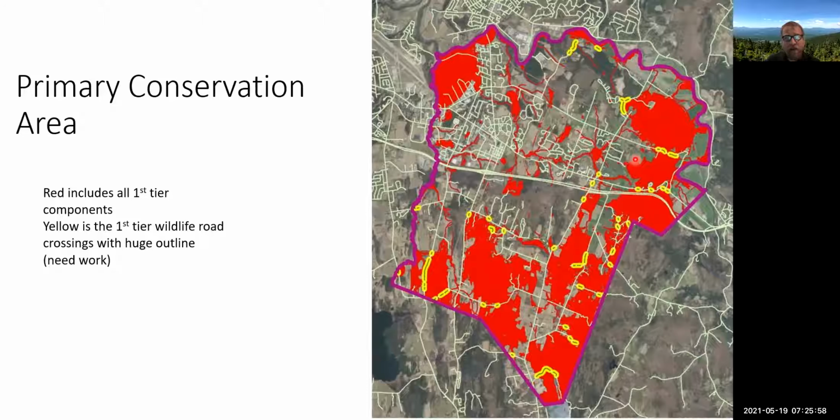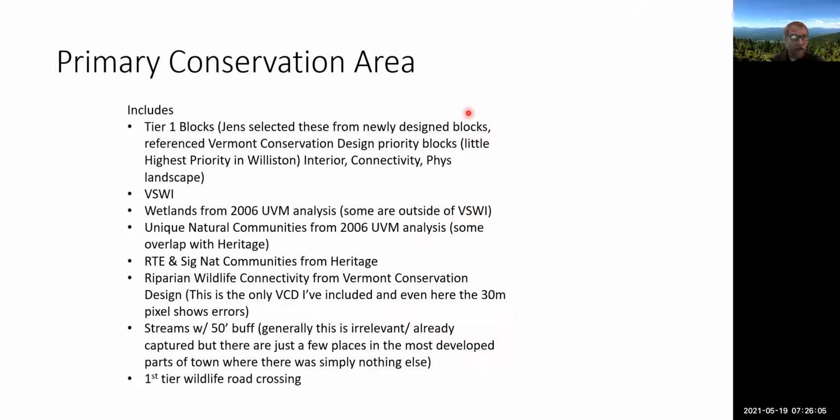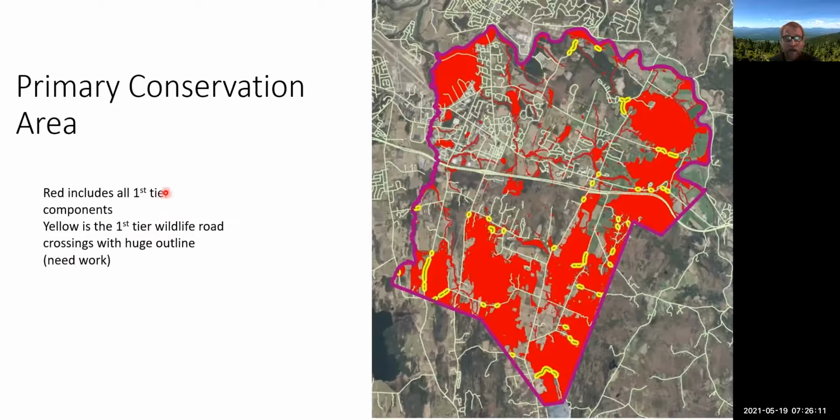So in total, that primary conservation area looks like this. Those are all of the first tier forest blocks that I had described, and those other items. All of these are now red in the map that I'm just flipping back and forth between. But I did take the first tier wildlife road crossings and put those in yellow.